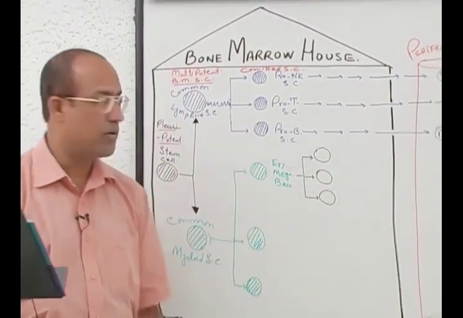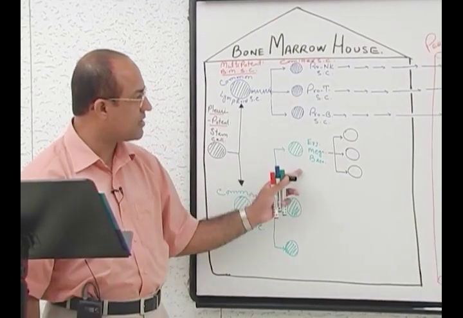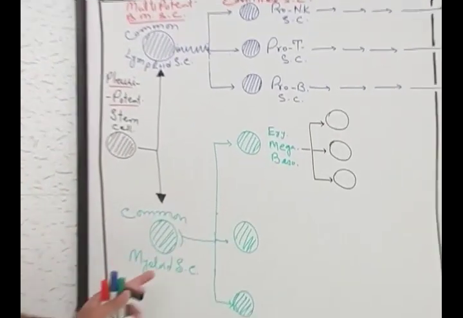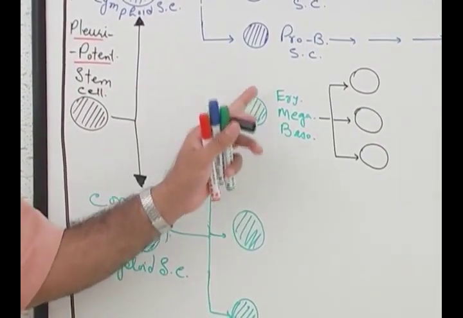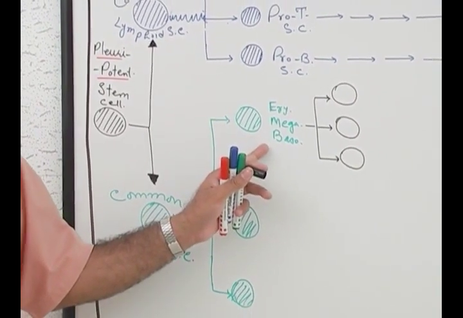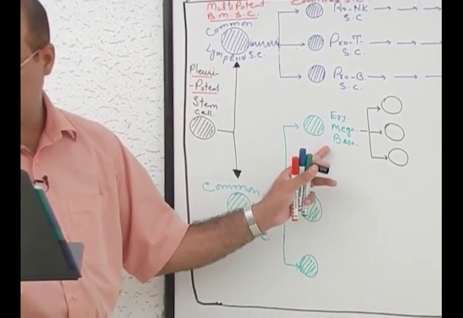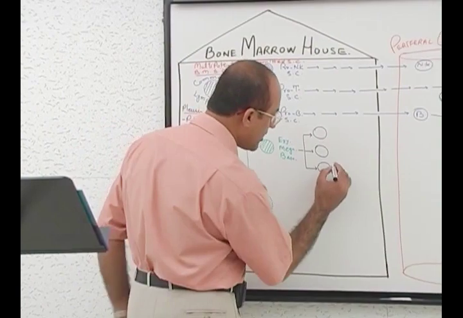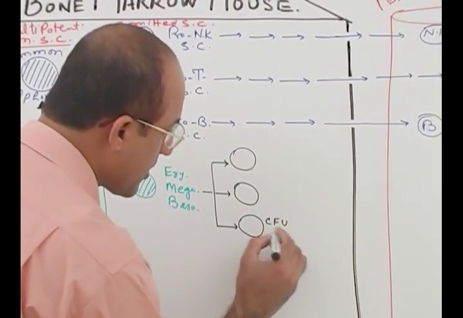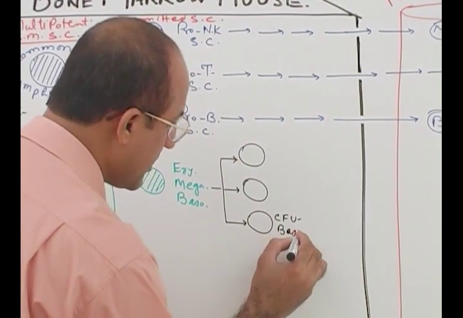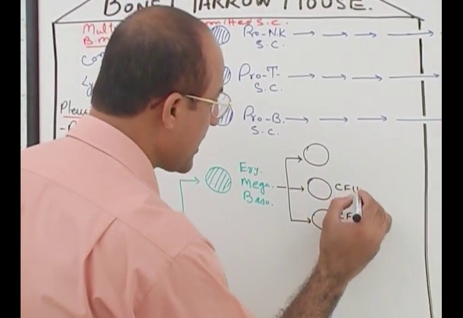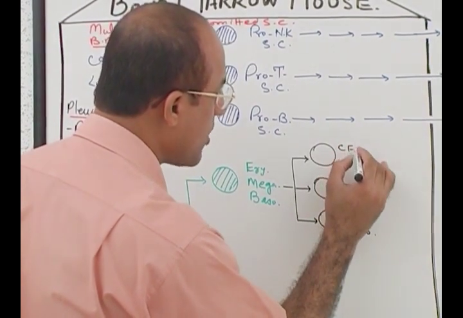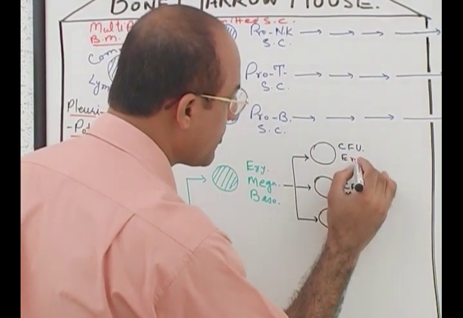Is that right? Now, what has happened? This was your committed stem cell. These committed stem cells have been converted, this one particularly, which is a derivative of common myeloid stem cell. This is called erythroid megakaryoid basophilic committed stem cell, or simply call it colony forming unit. It will make colony forming unit basophils, colony forming unit megakaryoid system, and colony forming unit erythroid system, right?